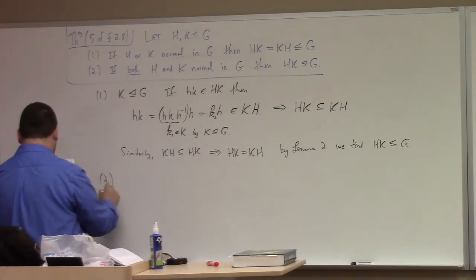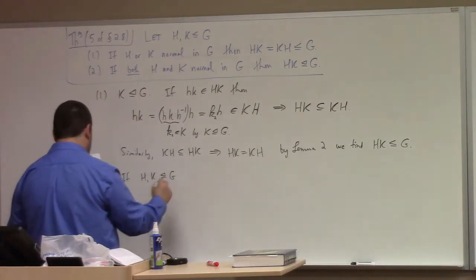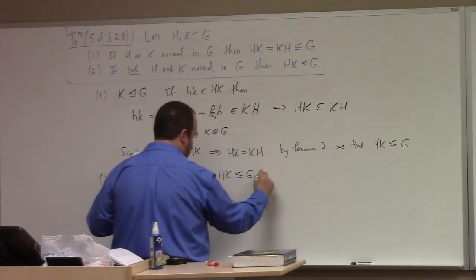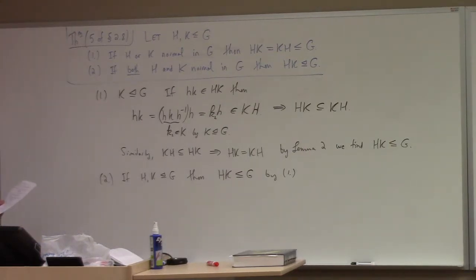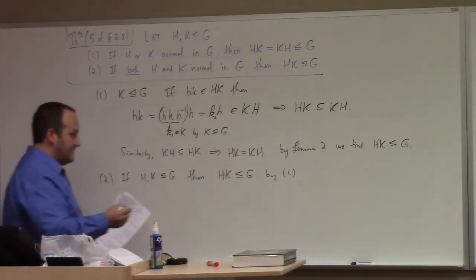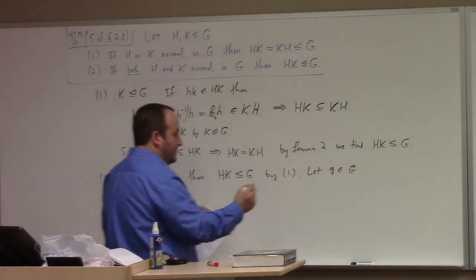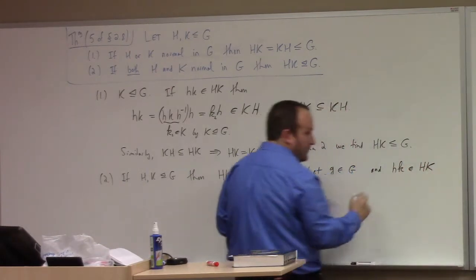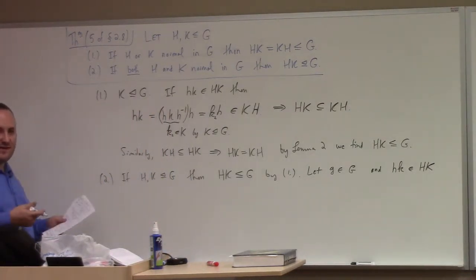Number 2, if we have H and K both normal in G, then HK is a subgroup of G by 1. I mean, 1 says if either is normal, then the product is a subgroup. So it remains to show that the product is normal. So let g be an element of G, and hk an element of HK. We're still working with the notation that little h is in H and little k is in K.